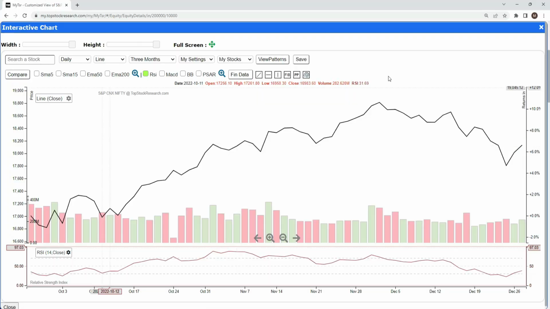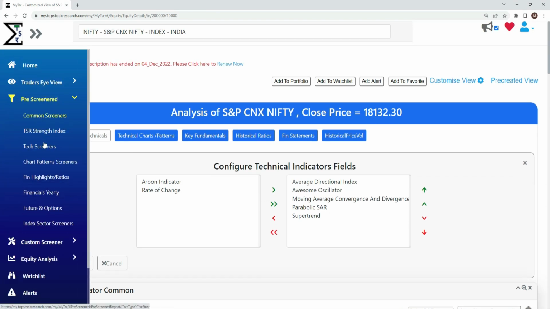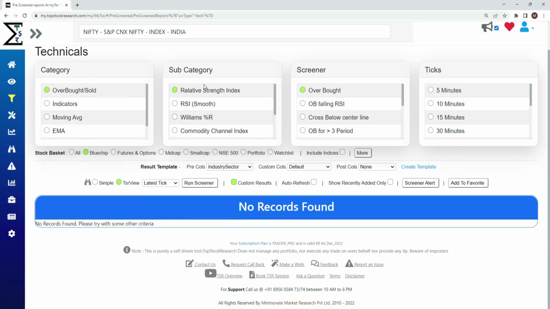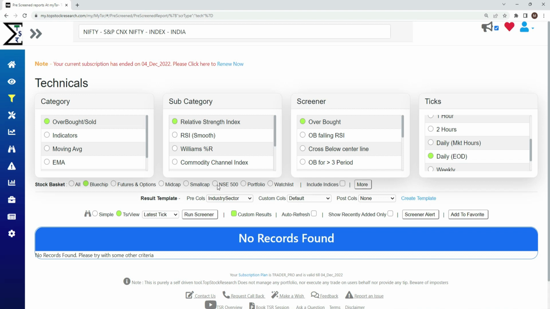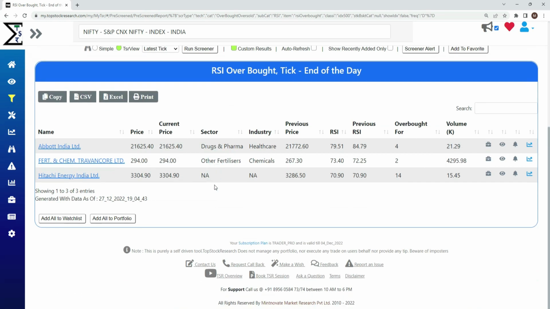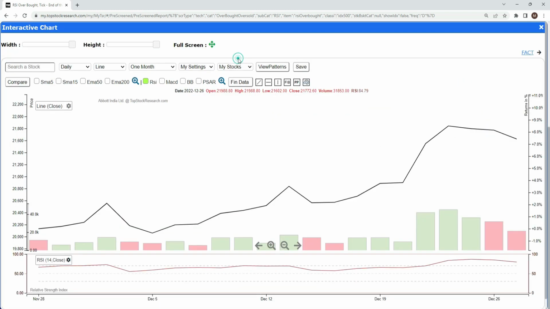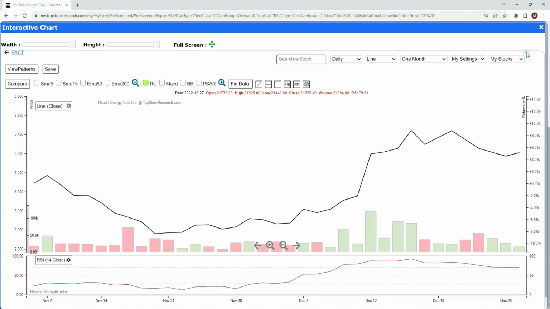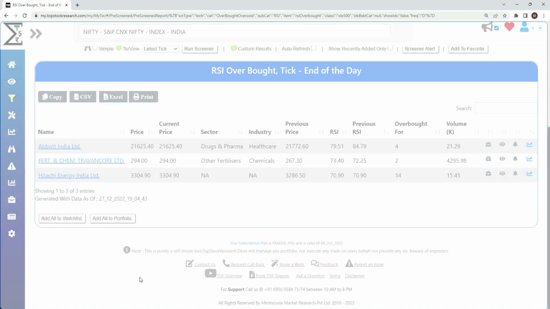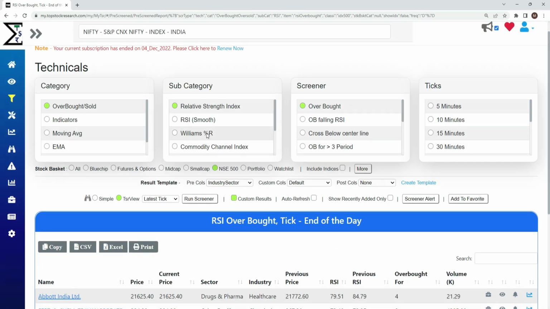So when you go back here and go to technical screeners, in the technical screener you have RSI. If you're looking for any stock which is at an overbought level on a daily tick, there's no stock on blue chip. Let's see on NSE 500. There are these three stocks which fulfill the criteria where the stock is in overbought range. So go look at it. All the three stocks are plotted around here. You can navigate to the next stock. All these stocks are above that 70 level. Now these are pre-screened, that means the values are fixed with the standard numbers.